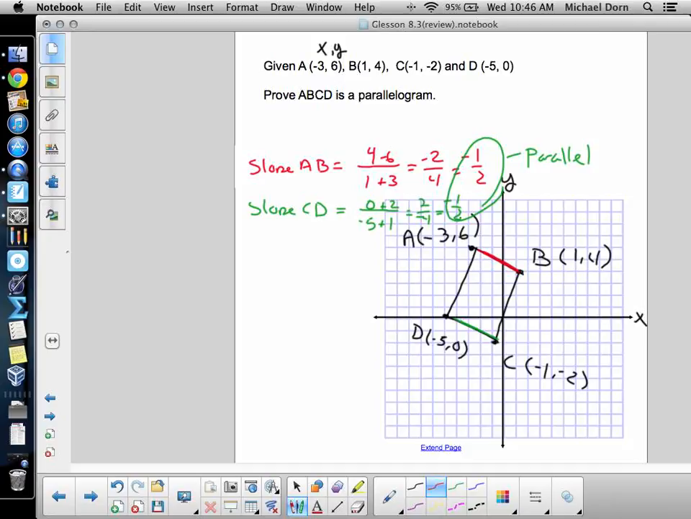Which one would you like to do? Other pair parallel or same sides congruent? Congruent? Okay, let's do congruent. So next I need to find the length of AB. So I'd write that out. AB equals, that means the length of AB, we set up our distance formula. X's are negative 3 and 1. Y's are 6 and 4.